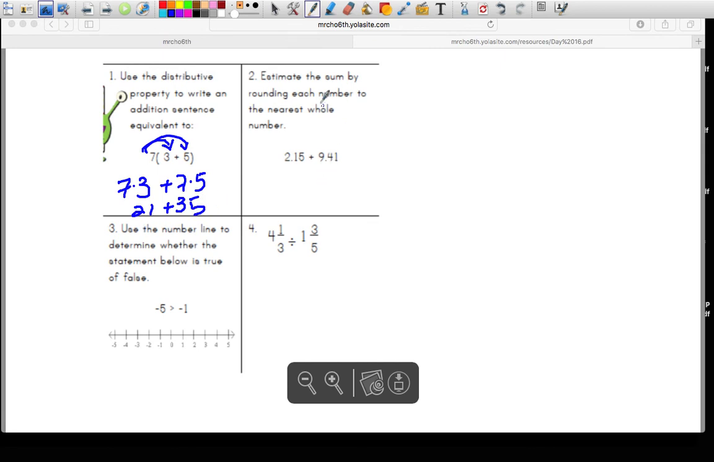Estimate the sum by rounding each number to the nearest whole number. So 2.15 to the nearest whole number is close to 2. 9.41 becomes 9. Final answer, 11.